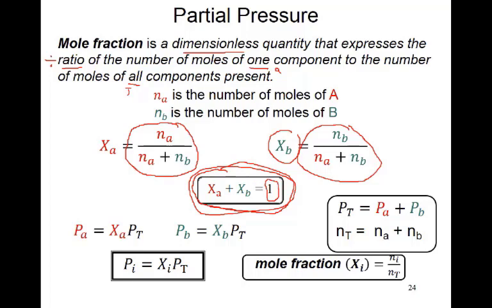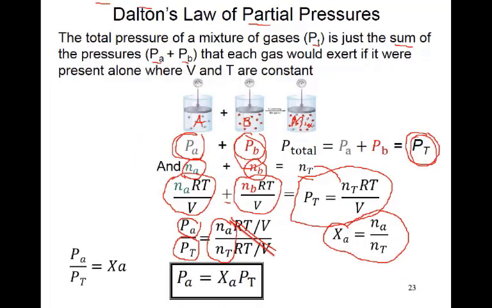So mole fraction is just the ratio of mole of gas A divided by total mole. So this is here mole of gas A divided by the total mole. So this becomes XA. So we replace this NA upon NT by XA.